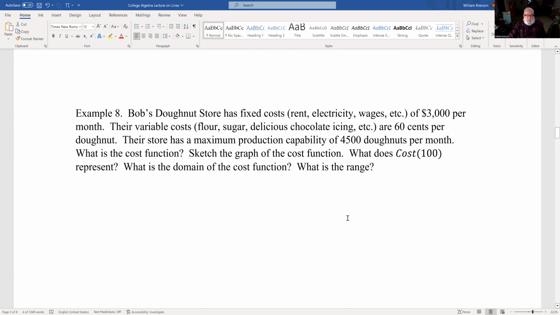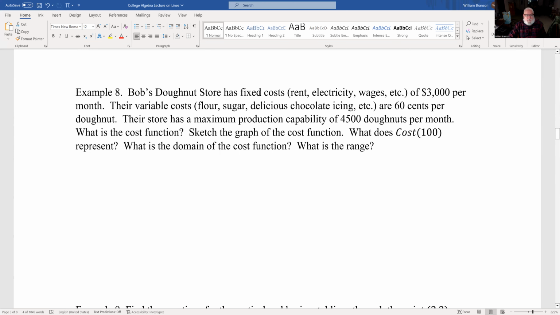So here's Bob's Donut Store, right? Fixed costs, rent, electricity, wages, of about $3,000 a month. Variable costs are 60 cents per donut. They can make 4,500 donuts a month. So what is the cost function? I should add that it's a monthly cost function because we're asking how much it costs each month.